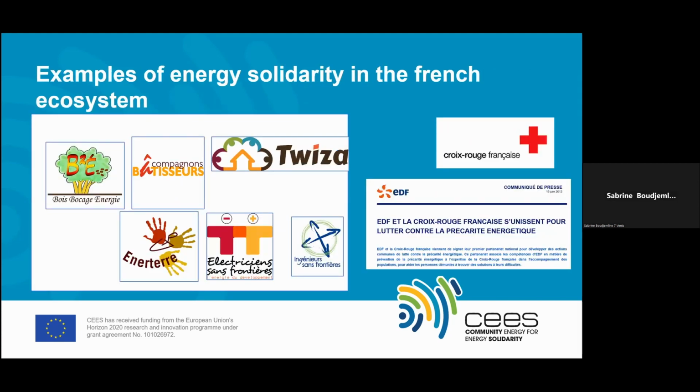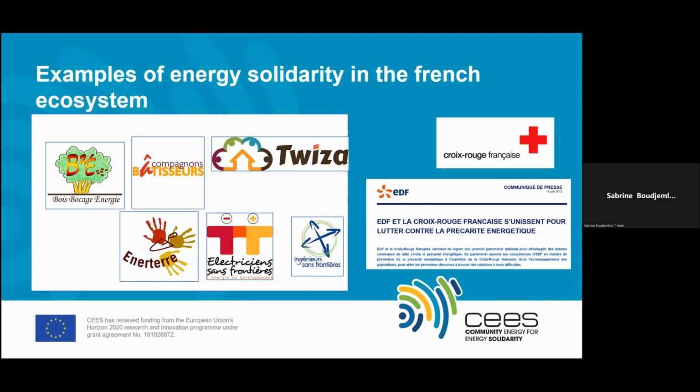I wanted to give some examples of energy solidarity in the French ecosystem. You have in this slide some examples like Bois Bocage Énergie, a local organization here in Normandy that uses their activity in the market of heating wood to maintain the biodiversity in what we call in Normandy the bocage. You have other examples like Les Compagnons Bâtisseurs, and Enerter also, who make many workshops and volunteering actions through France. Enerter is more localized in Normandy, and you have a network like Twiza, which makes people that need help and people that want to give some help interact and find ways to cooperate.